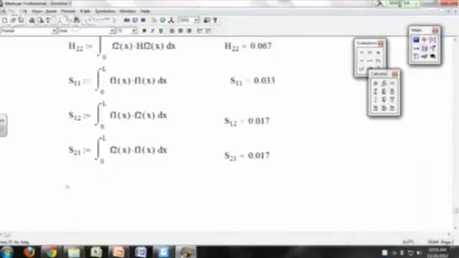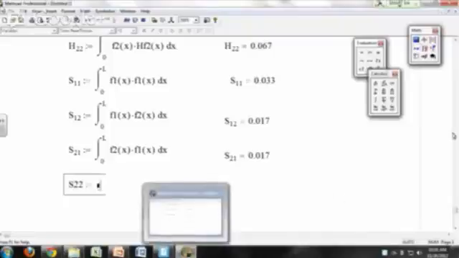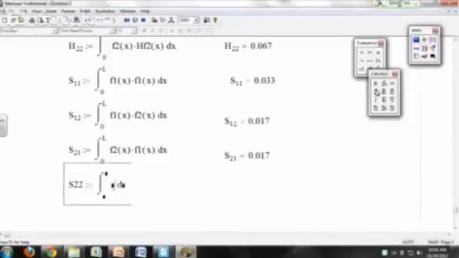Then let's do S22, which would be the integral from 0 to L of f2 of x times f2 of x dx.